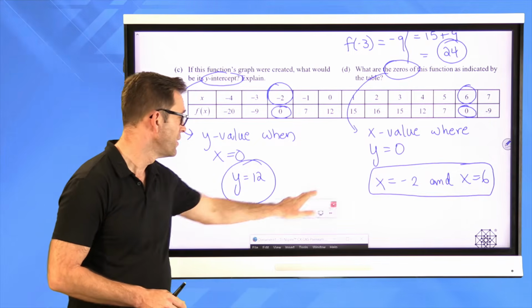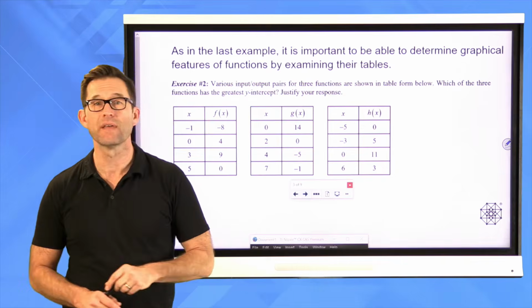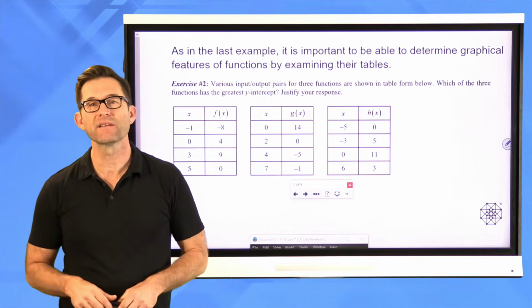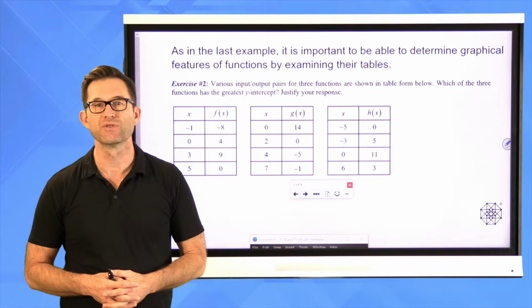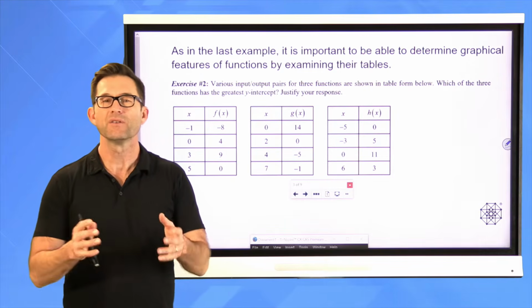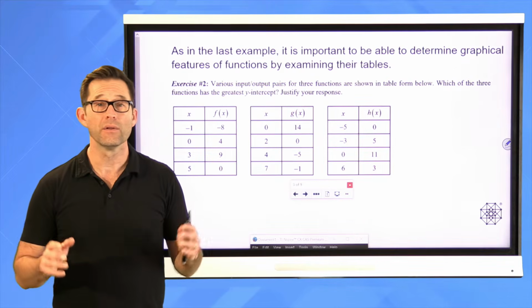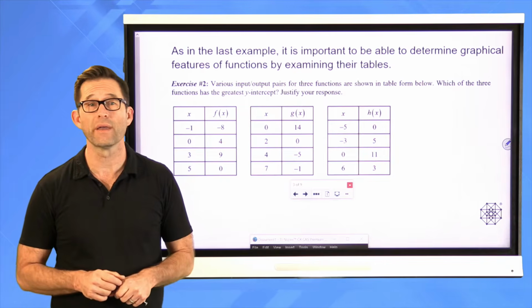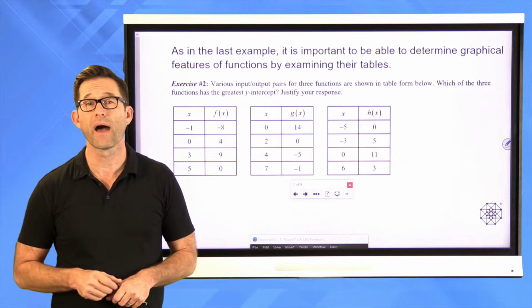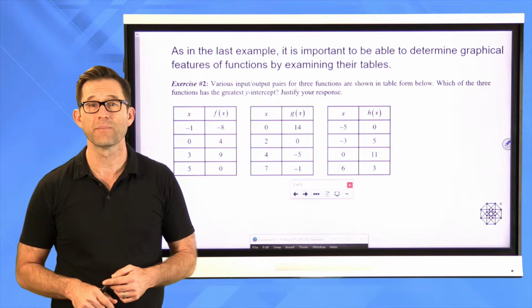Okay, let's keep working with functions in table form. As in the last example, it's important to be able to determine the graphical features of functions just by examining tables. Now let's take a look at exercise number 2. Various input-output pairs for 3 functions are shown in table form below. Which of the 3 functions has the greatest y-intercept? Justify your response. Okay, well, pause the video now, look at the 3 tables. We just talked about the y-intercept of functions. See if you can pick out the function with the greatest y-intercept.